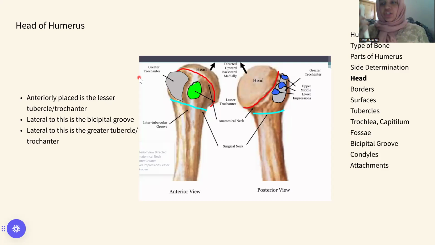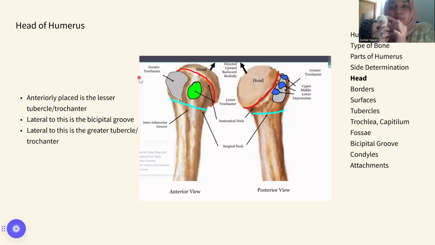This is the surgical neck. So there's an anatomical neck that is literally here, and the surgical neck that is literally here. So we have two kinds of necks when we talk about the head of the humerus. Now we have two tuberosities, the lesser tuberosity and the greater tuberosity.